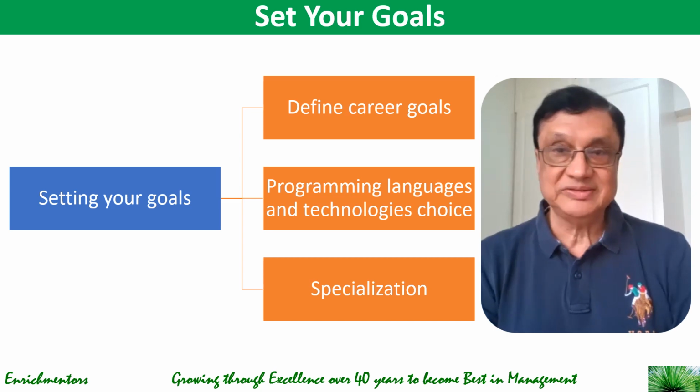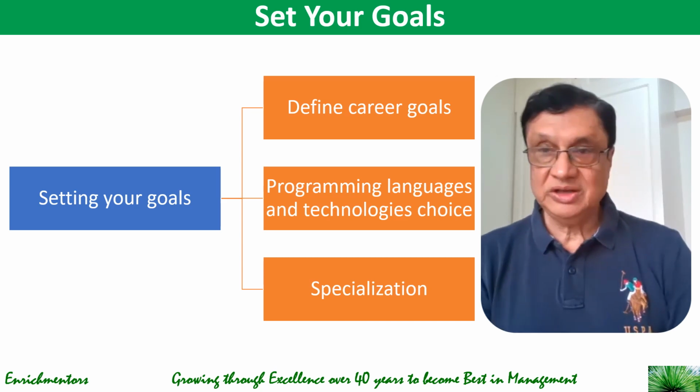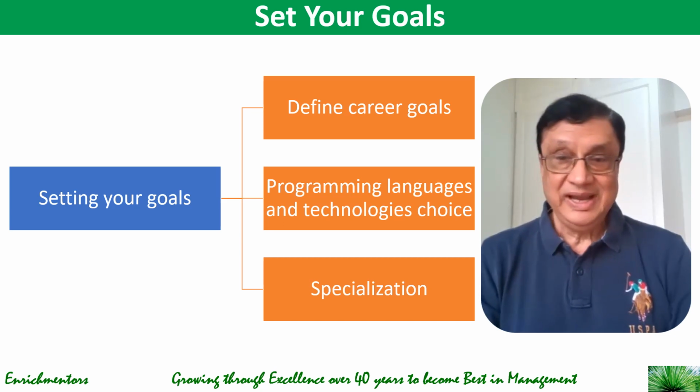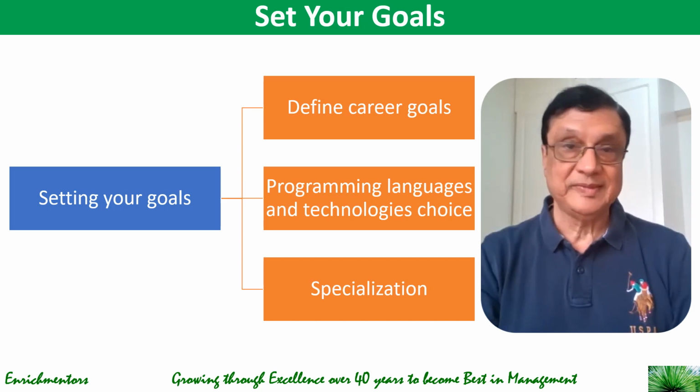So, three things in setting your goals. Broadly, what are your career goals? What do you want to achieve out of a career in technology and software development in your life? What are the programming languages and technology you want to choose to work with? And what are the areas that you want to specialize in within software development?